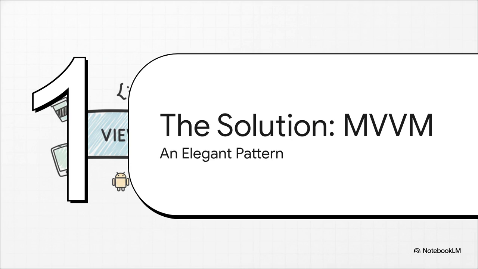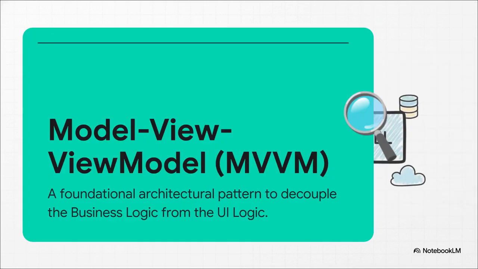So how do we get from that chaotic, brittle code to something that's robust and a joy to work with? Well, that brings us to our solution for today, MVVM. It's a really elegant pattern that was designed to solve this exact problem of tangled logic. At its very heart, MVVM, which stands for Model-View-ViewModel, is all about one thing: creating a clean separation between your business logic and your UI logic. It's about drawing a line in the sand, creating clear boundaries that just make your entire app so much easier to think about and to manage.